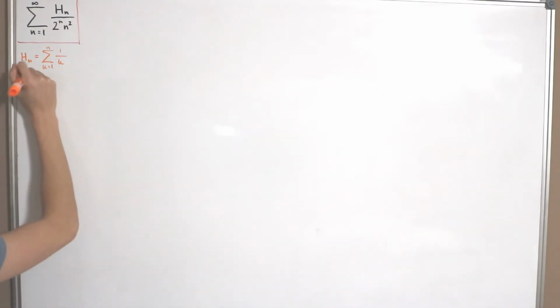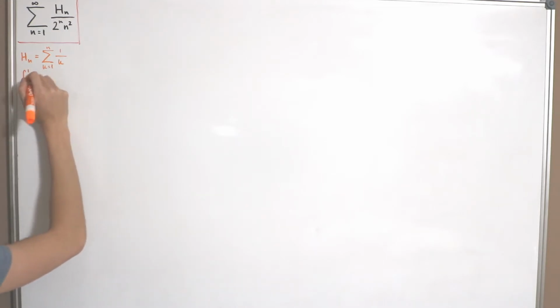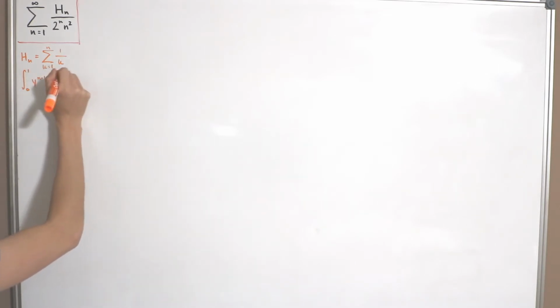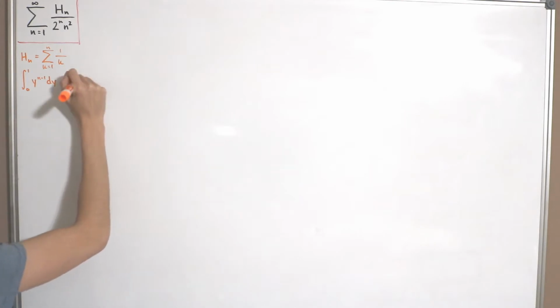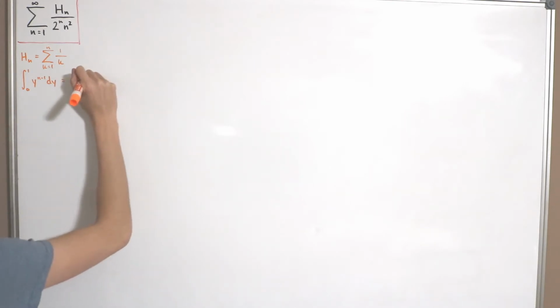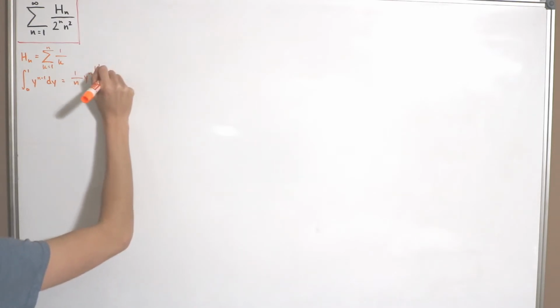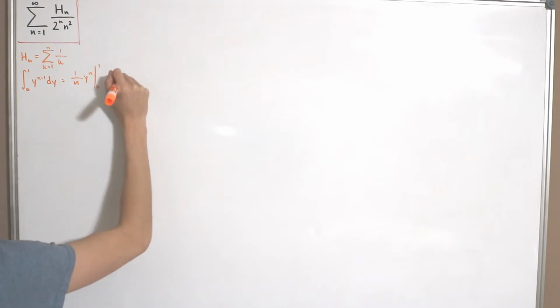Notice that if I take the integral from 0 to 1 of, we'll call this variable y, y to the power n minus 1 dy, then if I integrate this, I get 1 divided by n, multiplied by y to the power n, integrated from 0 to 1. So this is simply equal to 1 divided by n.